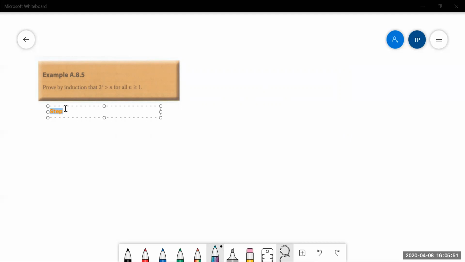Okay. So step 1, we have to define Pn. Yes, see, you got it. So how are we going to define Pn? Let Pn be the proposition that 2 to the power of n is more than n for all n more than or equal to 1. Basically just copy and paste, right? Correct. It's just like that.